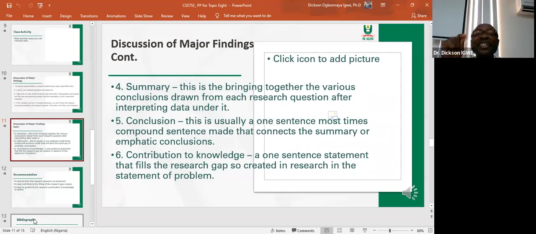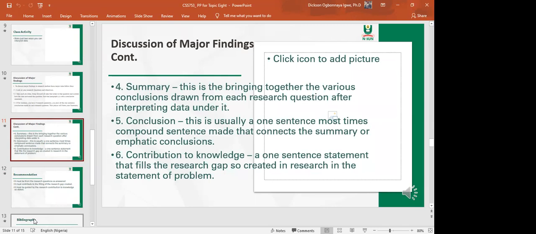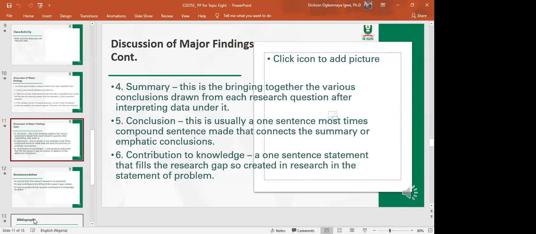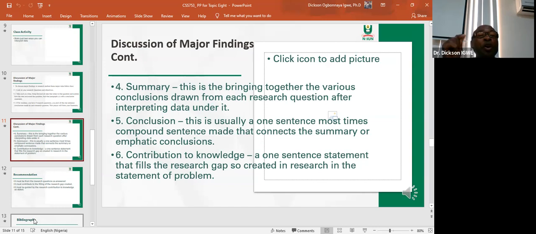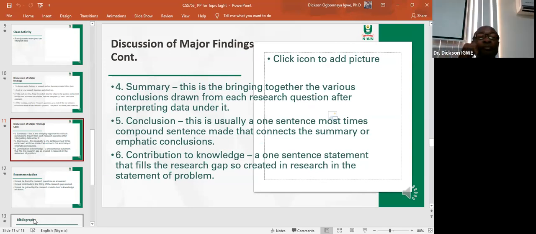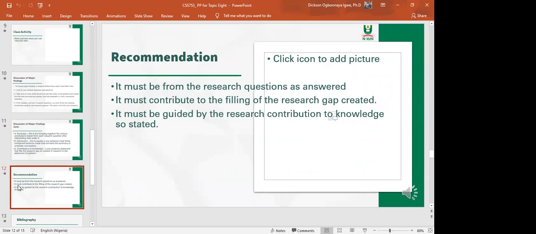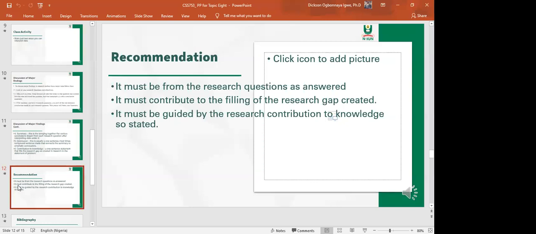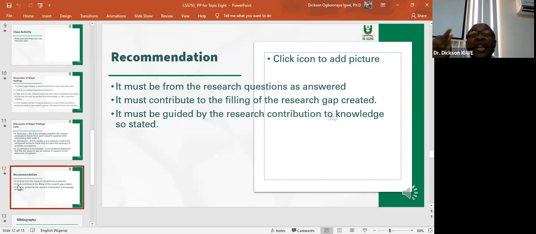Number 4, summary. This is the bringing together of the various conclusions drawn from each research question after interpreting data under it. Conclusion. This is usually a one-sentence, most times compound sentence, that connects the summary or emphatic conclusions. Contribution to knowledge. A one-sentence statement that fills the research gap created in the statement of problem. Recommendation. It must be from the research questions as answered. It must contribute to the filling of the research gap created. It must be guided by the research contribution to knowledge as so stated.